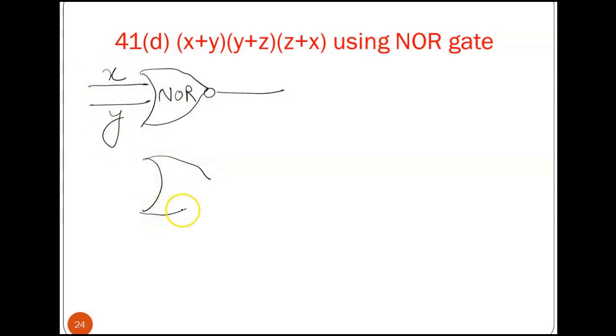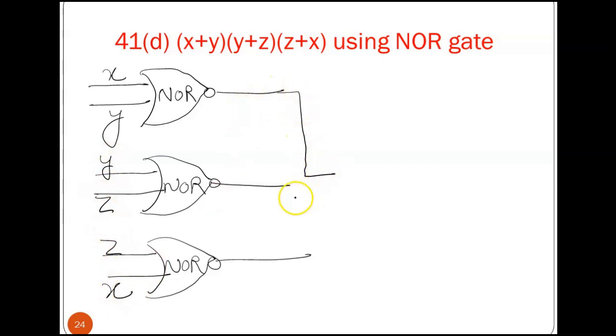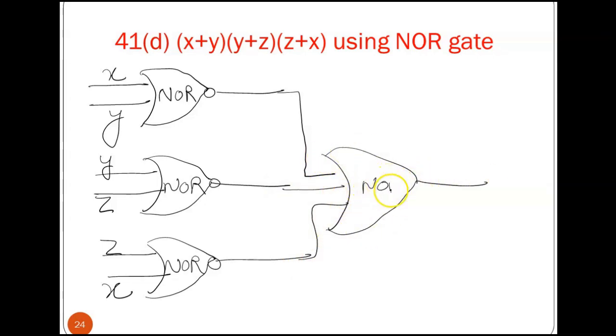So 3 parts are there for each. You have to draw one NOR gate. Actually, it is OR gate, but OR gate will be replaced with NOR gate in case they are giving the expression, you have to draw only using the NOR gate. Okay, so this is Y, Z, and Z, X, and just join them together. And then the final output will be something like this. And this is the output.